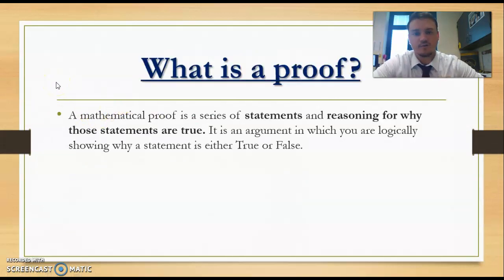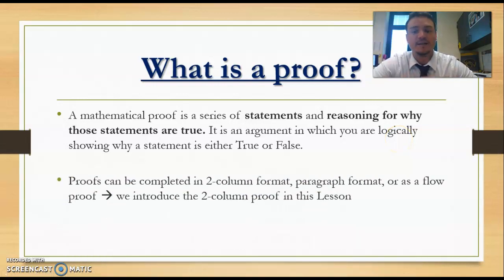So first off, what is a proof? A proof is a mathematical series of statements and reasonings why those statements are true. So think about it like, here's this point that you're making, this is the reason why it's true. Here's another point that is based off of the original point, and this is why that one is true. It's essentially just a subsequent series of statements and reasonings proving why something is true. So it's like an argument that you're formulating using logical sense, really.